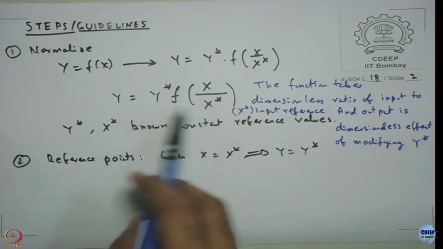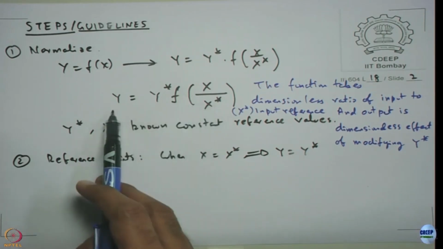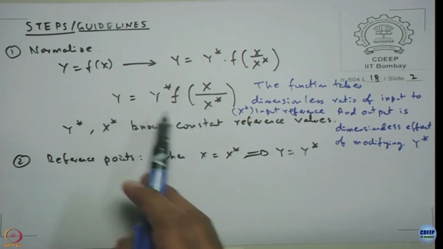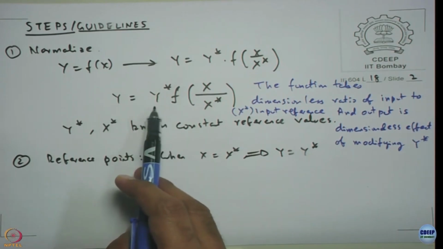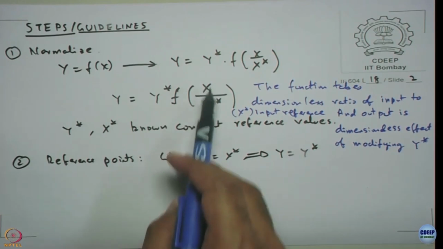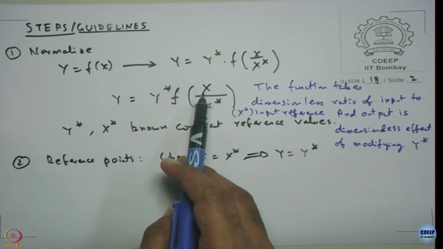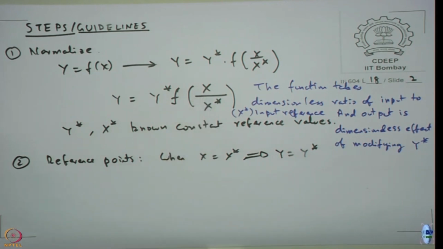So, the input and output we are kind of scaling, right. To get the true value of y, we need to multiply by the reference value y star, and before we give input to the function, we take the ratio between x and x star, where x star is the reference for the input. Okay. This is an example of reference points.